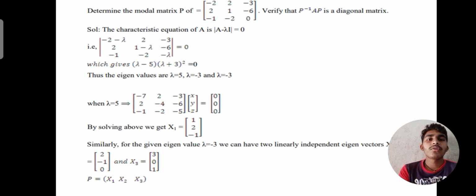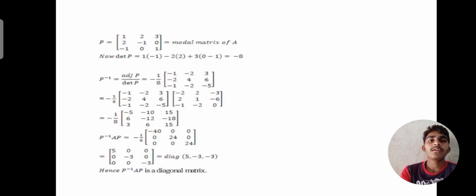If we solve using lambda equal to 5, then we get the eigenvectors x1 equal to (1, 2, -1), x2 equal to (2, -1, 0) and x3 equal to (3, 0, -1). Then we consider P equal to [x1, x2, x3]. Then if we do P inverse AP, we get D, the diagonal matrix, equal to diag(5, -3, -3). From that we can conclude that the eigenvalues of a matrix are equal to the diagonal elements of the diagonal matrix.